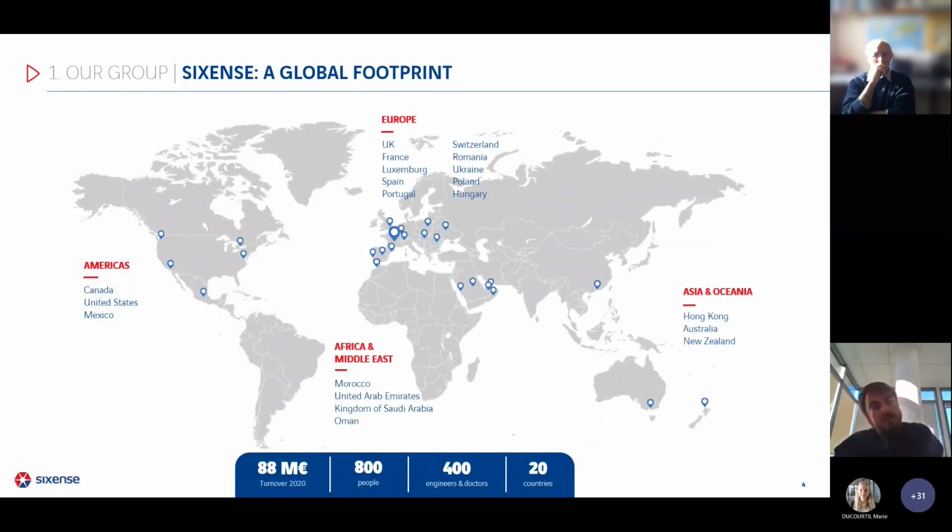So, here you have a map of all our offices in the world. The main spots globally are France, UK, Hong Kong, Australia, North America, and UAE. Also you have the main figures at the bottom part. I won't comment on this. It's not the topic of this talk.